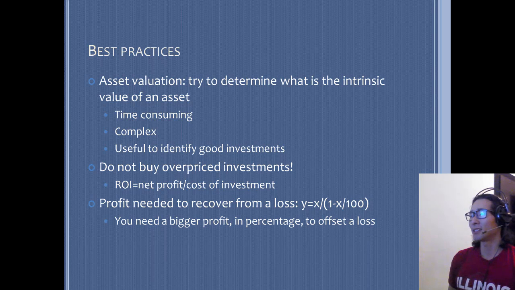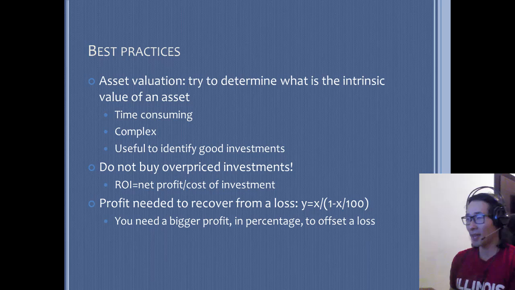So take a look at this formula here. The profit needed to recover from a loss. Y, the profit, equals x divided by 1 minus x divided by 100. And this formula basically tells us that we need a bigger profit in percentage terms to offset a loss.